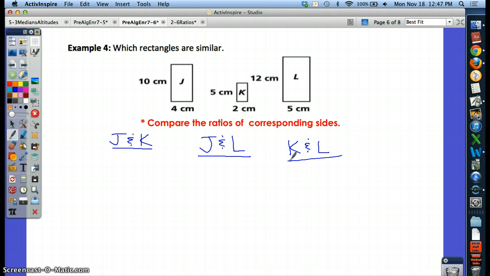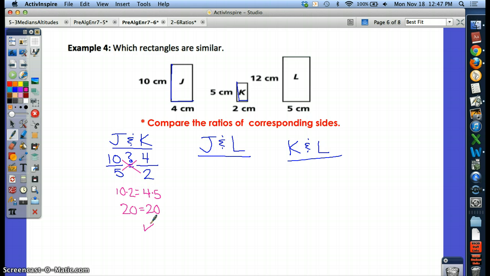So let's compare J and K. First, I want you to write a ratio of corresponding sides. So 10 corresponds to what on K? Well, 10 corresponds to 5. If these rectangles are similar, this ratio will equal the ratio of the other corresponding sides. So it would be 4 to 2. The way we can check if 2 ratios are equal, we did this already this chapter, you can cross multiply or you can reduce. I like to cross multiply. So let's check it. 10 times 2, does that equal 4 times 5? Yes. So J and K are similar.